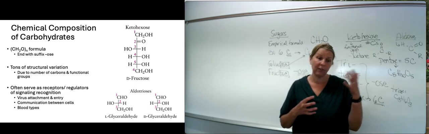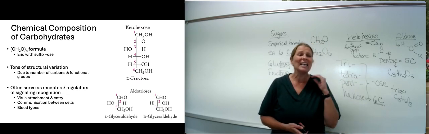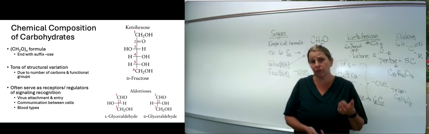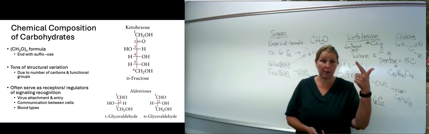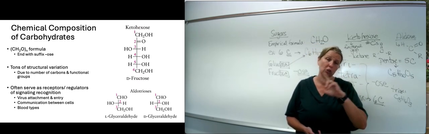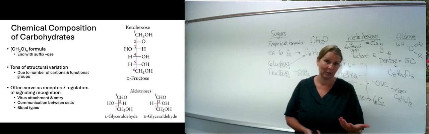And then finally, what we'll talk about at the very end of this chapter is looking at those blood groups. So literally the difference between an A blood group and a B blood group and an O blood group has to do with sugars on the outside of your red blood cells.